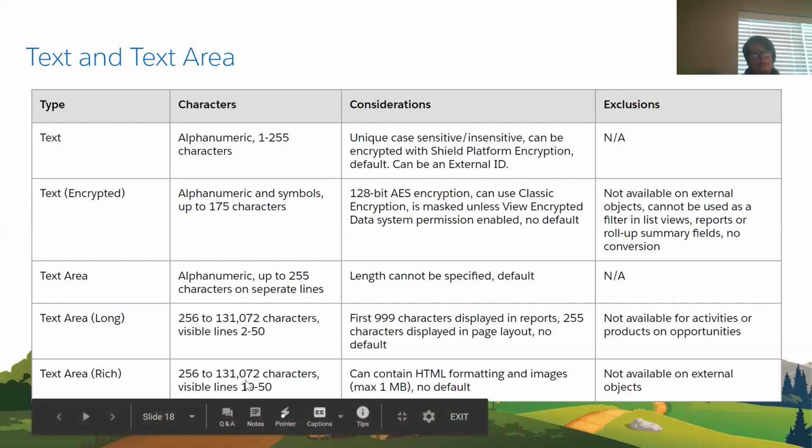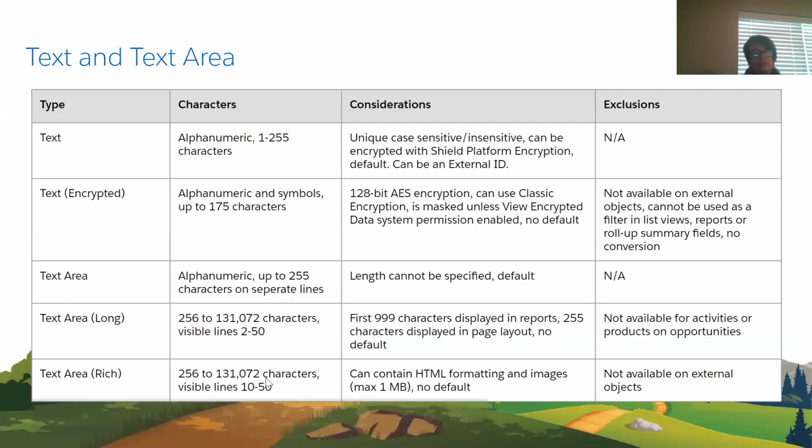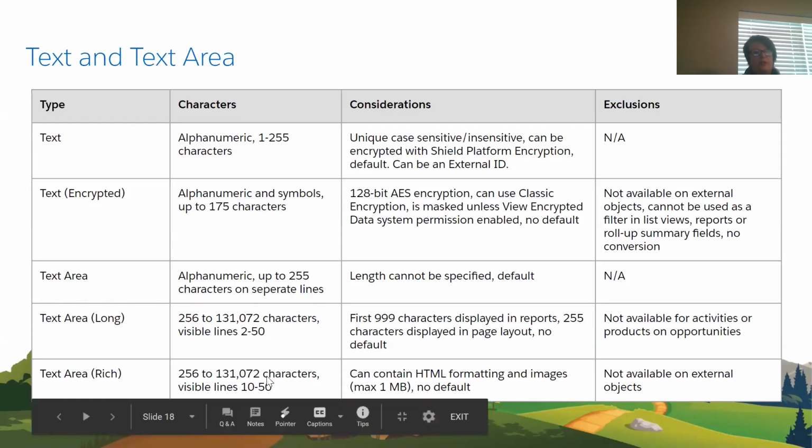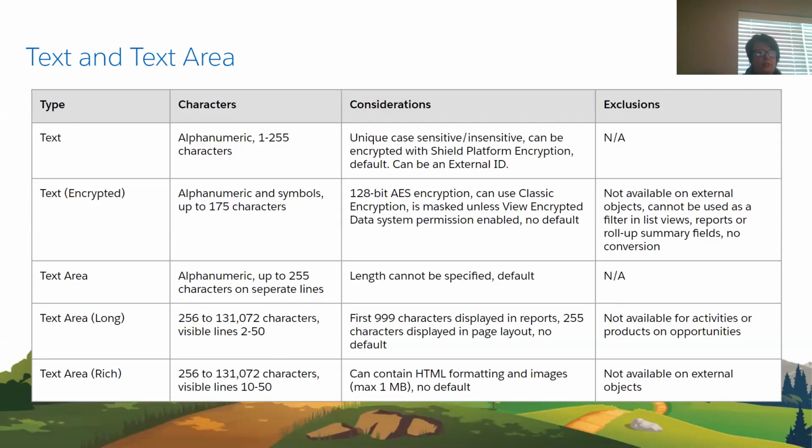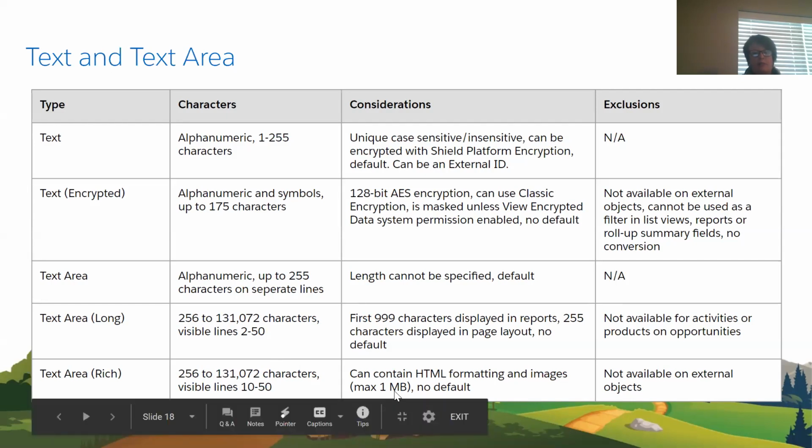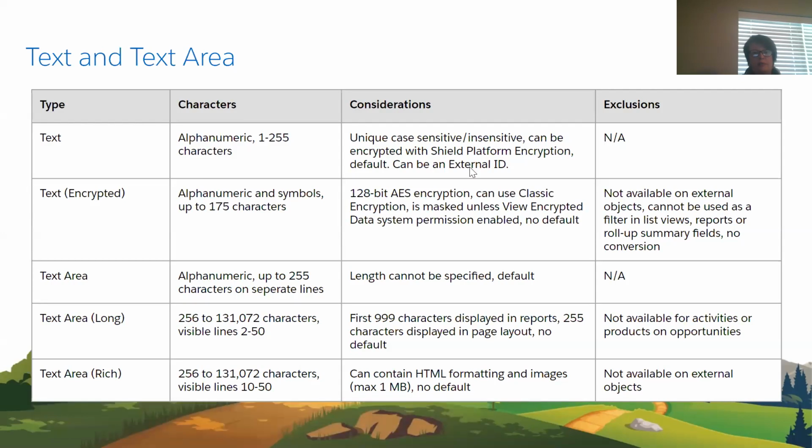And then for a rich text area, it's very similar to text area long. Your visible lines are a little bit different, where you can have 10 to 50 visible lines. And the major difference between the text area long and rich is that with the rich text field, you get your formatting capability that we were talking about earlier during Scott's presentation. You can also add images, and it's max 1 meg if you add an image to a text area rich field. So there are some considerations with each.